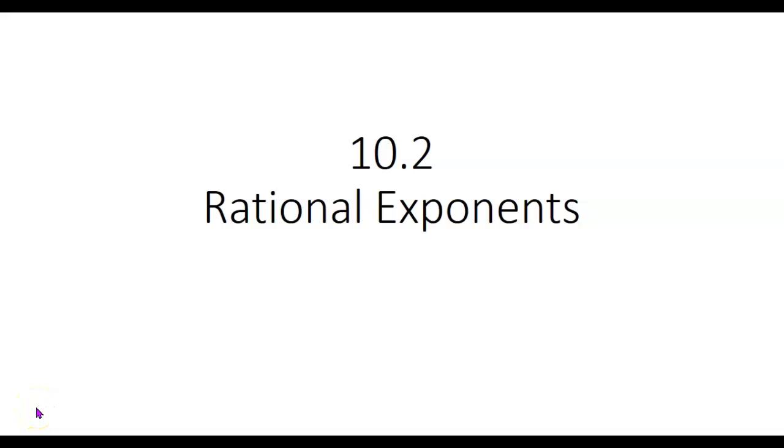Now we're going to talk about rational exponents. And here the word rational means like a ratio or a fraction, something over something else. So rational exponents are exponents that are fractions. So we're going to be talking about what it means when you have something to the 1/2 power or to the 2/7 power or something like that. What happens when the exponents are fractions?